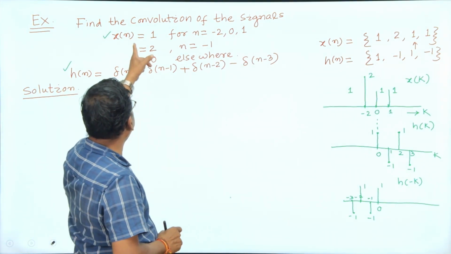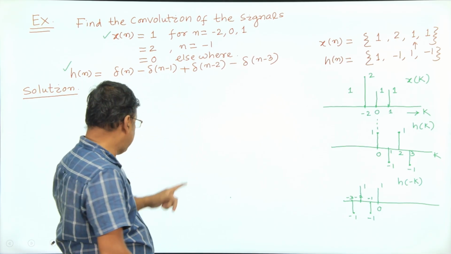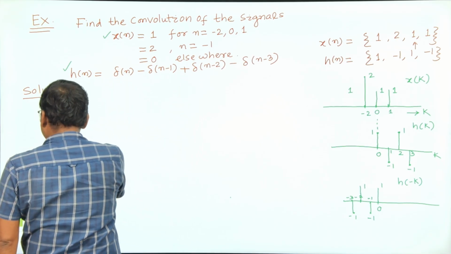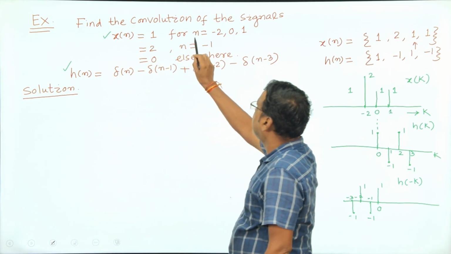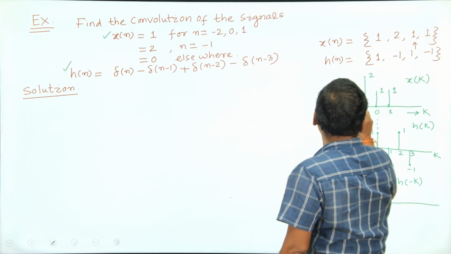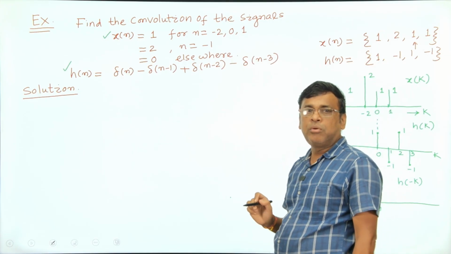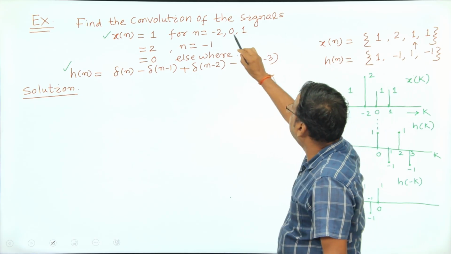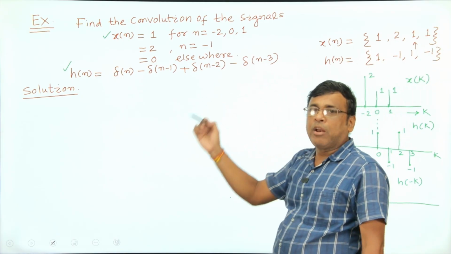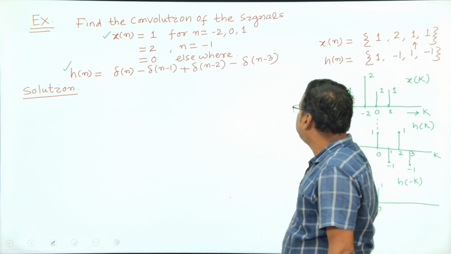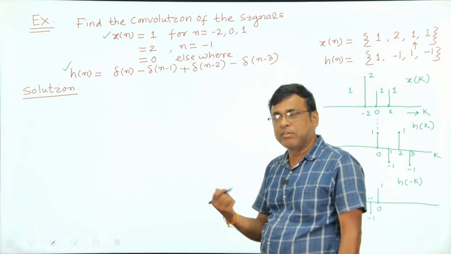So x of n is given here, h of n is given here. x of n is a functional representation of a discrete signal. Look at this: x of n equal to 1 for n equal to -2, 0, 1. Here this arrow mark indicates n equal to 0. So for n equal to 0 the value is 1. Then n equal to 1, 2, 3 after the arrow mark, and before the arrow mark towards the left it is -1, -2, -3, just like a number line.